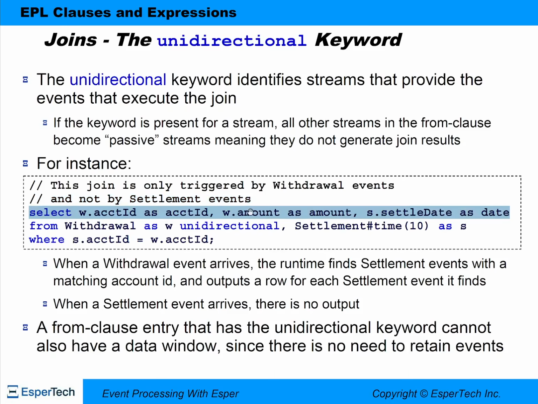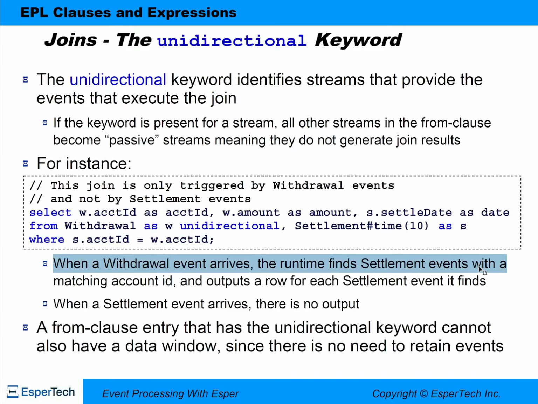Select w.account_id as account ID, w.amount as amount, s.settledate as date. From withdrawal as w unidirectional, settlement at time (10) as s, where s.account_id equals w.account_id.